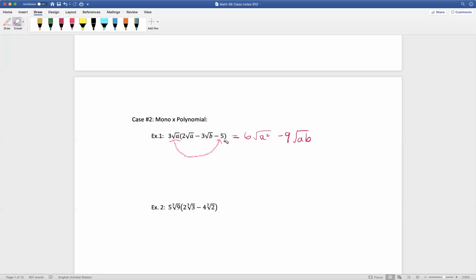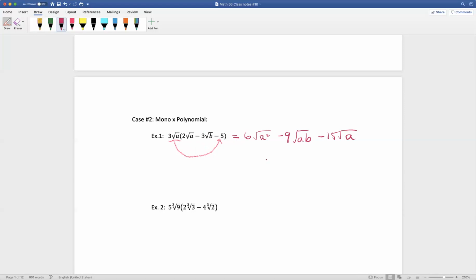Now let's distribute 3 square root of A into the third term. Notice that it doesn't have a radical here, so we're going to pretend like this is minus. This is 3 times 5, which is 15, but that's on the outside of the radical. And we only have 1 term on the inside of the radical, so we're just going to bring that over and call it the square root of A.